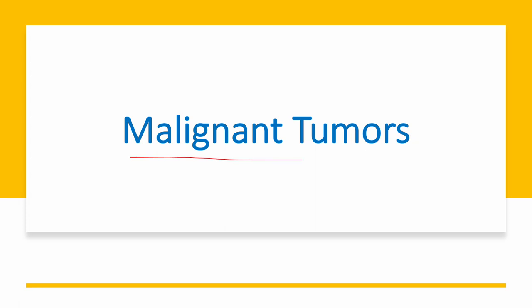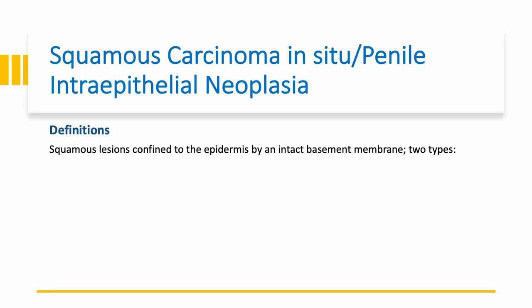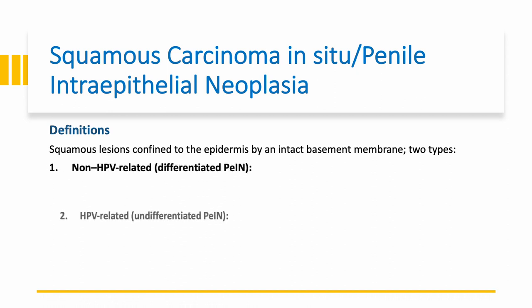So a malignant tumor in the penis will be a squamous cell neoplasm, either carcinoma in situ or invasive squamous carcinoma. Squamous carcinoma in situ, also known as penile intraepithelial neoplasia, is divided into two types based on etiology. The first one is non-HPV related, also known as differentiated intraepithelial neoplasia, and the second is HPV related, also known as undifferentiated intraepithelial neoplasia.